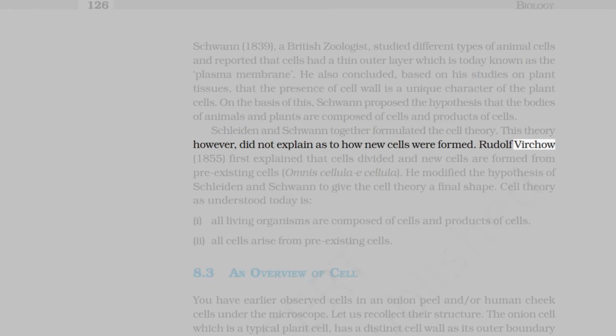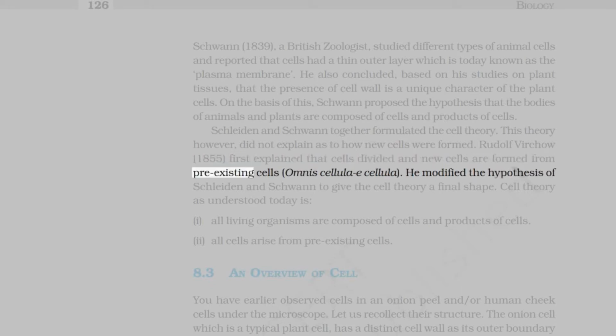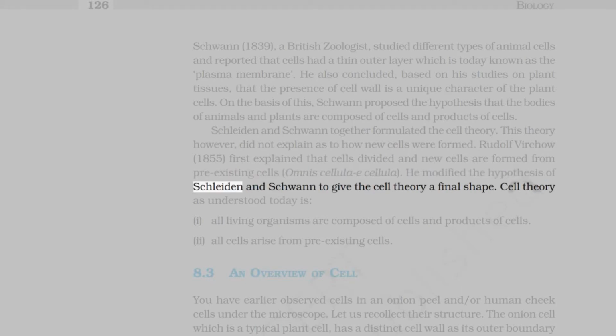Rudolf Virchow, 1855, first explained that cells divided and new cells are formed from pre-existing cells, omnis cellula e cellula. He modified the hypothesis of Schleiden and Schwann to give the cell theory a final shape. Cell theory as understood today is: all living organisms are composed of cells and products of cells. All cells arise from pre-existing cells.